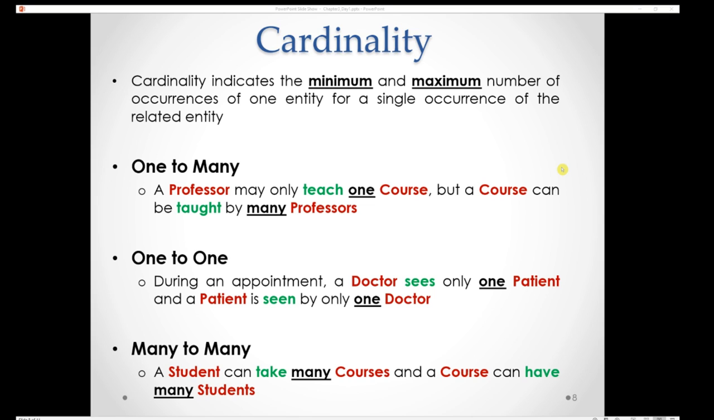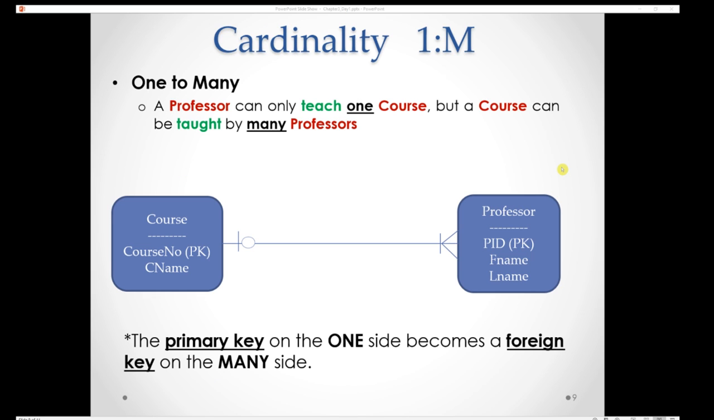So in this case, we have that a student can take many courses, and a course can have many students, maximum. Again, notice that the minimum cardinality is not addressed here. Let's take a look at an example of the crow's foot notation for a one-to-many relationship. The maximum cardinality is indicated by the sign that's closest to the entity.